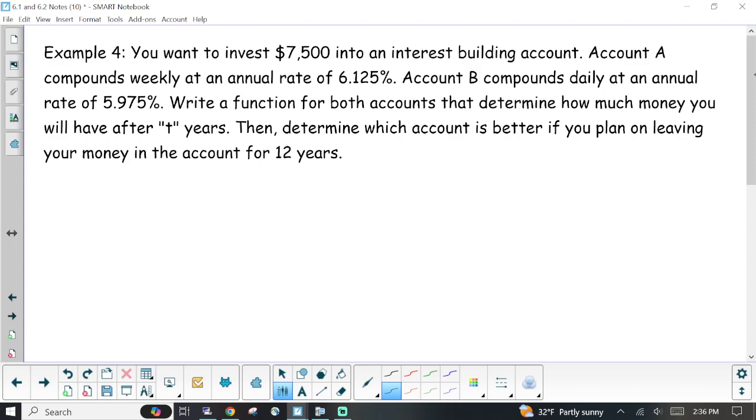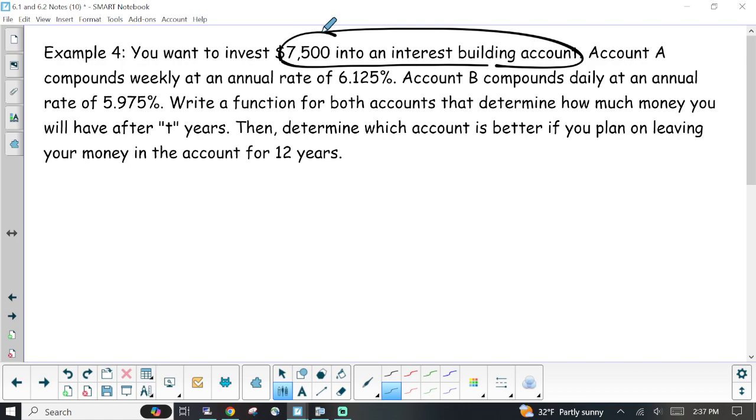This says you want to invest $7,500 into an interest account. Account A compounds weekly at 6.125. Account B is daily at 5.975. So here's the problem. If I told you guys the two differences, you don't know how much the daily and weekly is going to affect how much interest this is going to build. If we're talking about interest for a savings account, we want as much interest as possible because interest to us in a savings account is us making money.